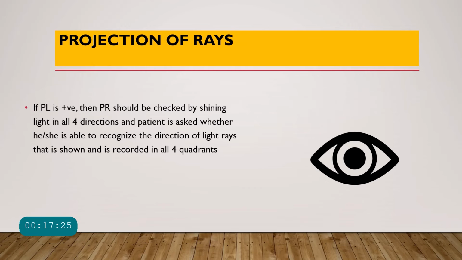The PL and PR, that is, perception of light and projection of rays, are usually tested together. If the patient has PL positivity, then you take a light and shine it in all four directions of the patient, and ask the patient to point out from which direction the light is actually coming. This way you are testing the four quadrants of the retina, and then you give the report.